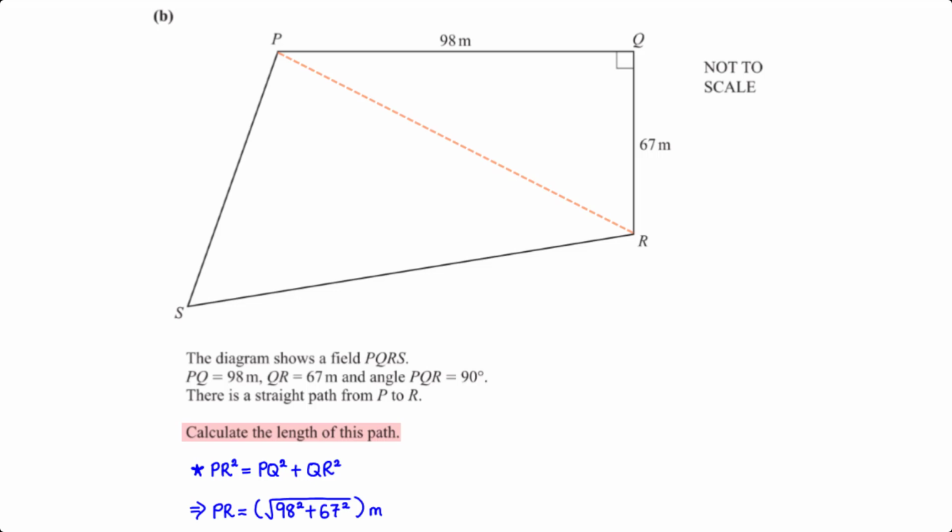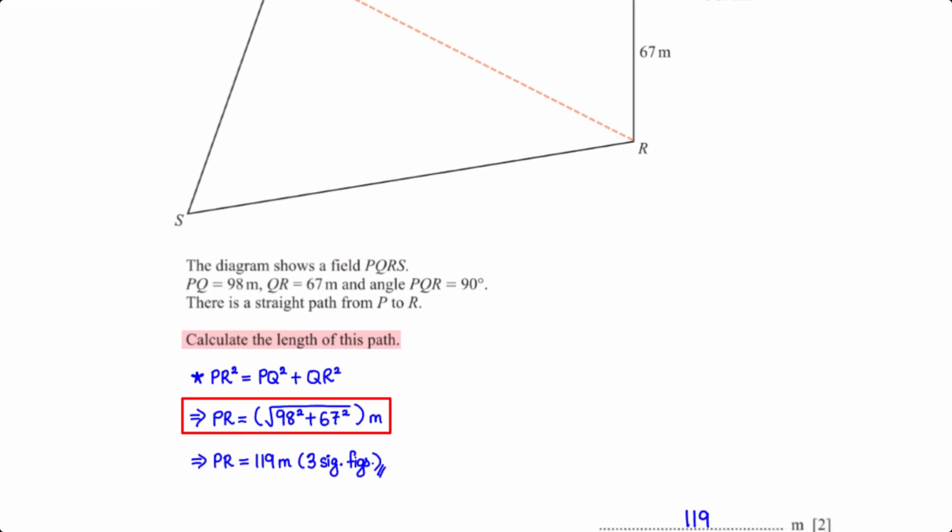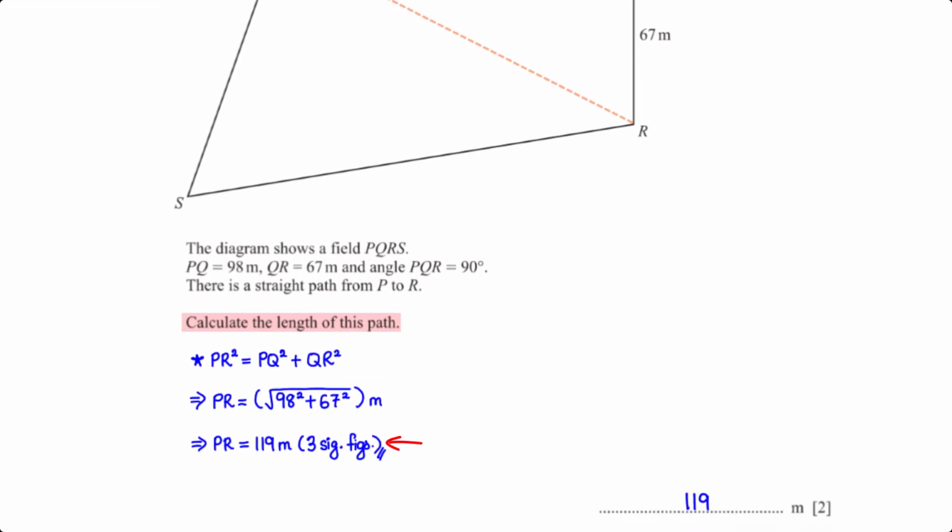So to get the length of PR, we apply the Pythagoras theorem. This gives us PR squared equals PQ squared plus QR squared. PQ is 98 meters and QR is 67 meters. When we plug in these values into the equation and make PR the subject, this is what we have, which is equal to 119 meters rounded to 3 significant figures.